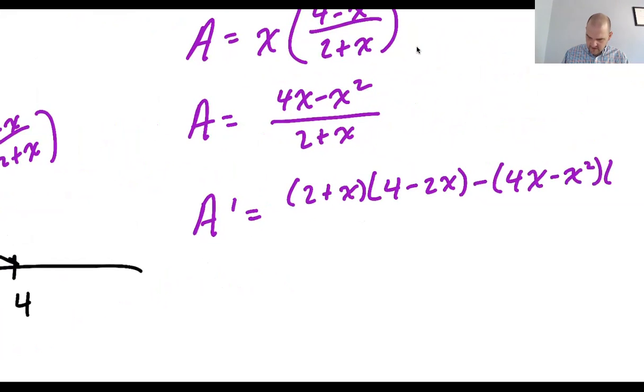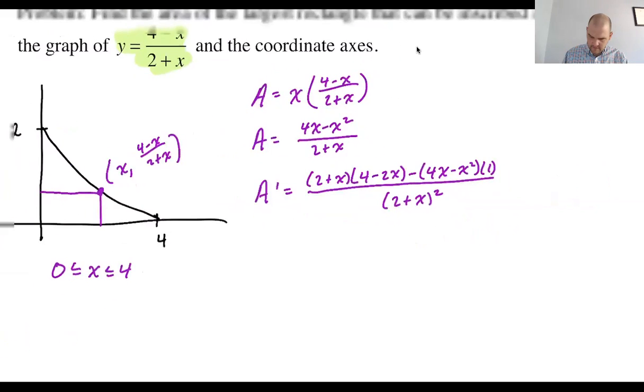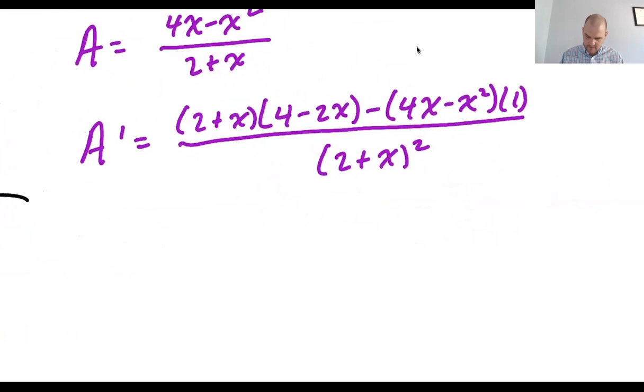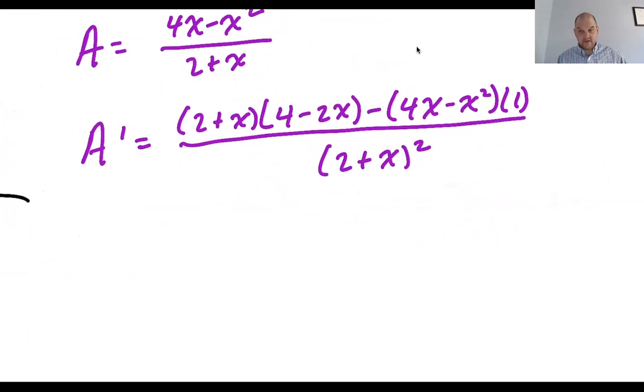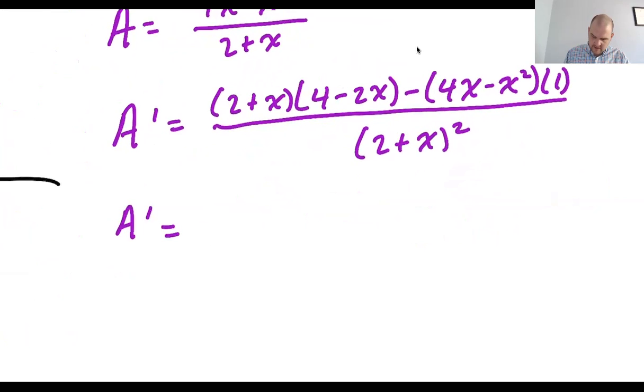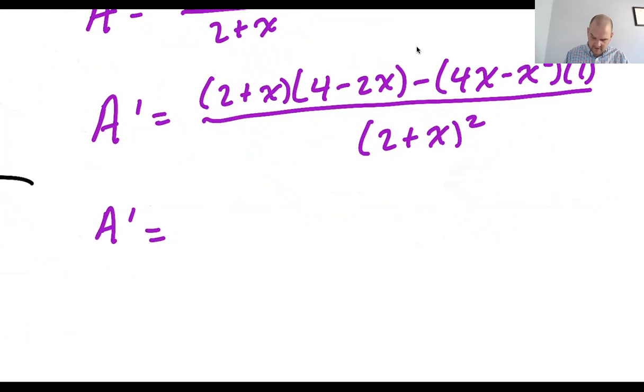The derivative of the bottom is actually 1, thank goodness. And then over the bottom squared. Okay. So how unhappy are we to deal with this? Pretty unhappy. All right, I think it's just expand and go. So a prime is, I'm going to expand this top thing here, and I'm just going to do it. So 8 minus 4x, oh, look at that, minus 4x plus 4x. That's not that bad. Minus 2x squared.